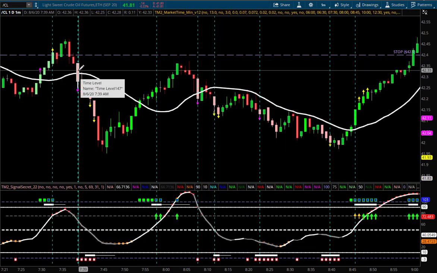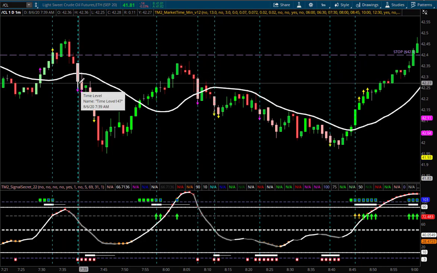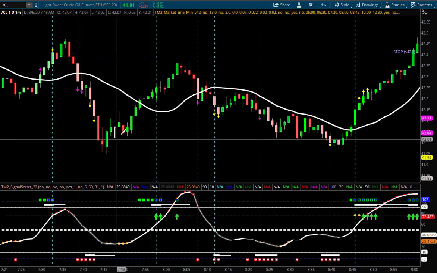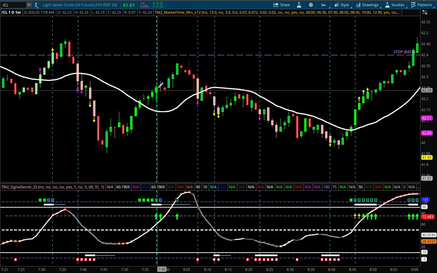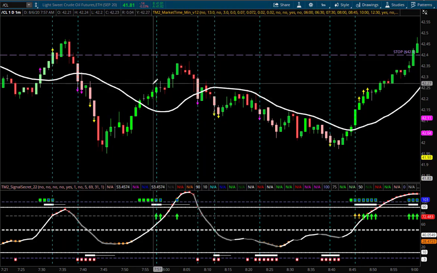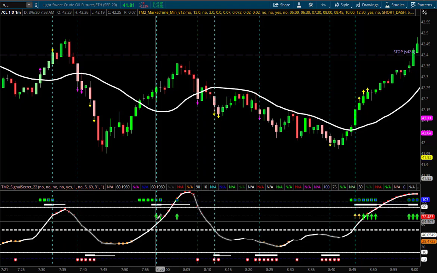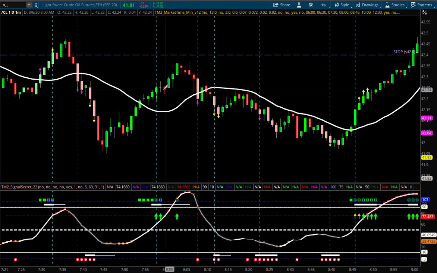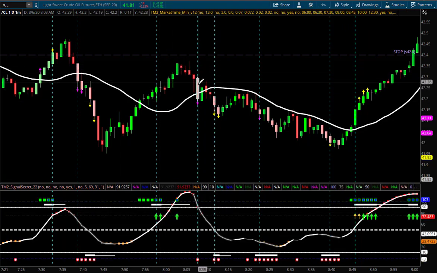Here we go. This is at 7:39. Wonderful signal there. Great profit there. Come up to right here. Now you notice that there's not an arrow right here on the candle, but I get an arrow down here with a block and a dot. Take that as a signal.